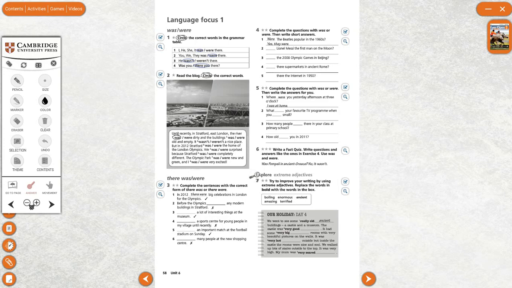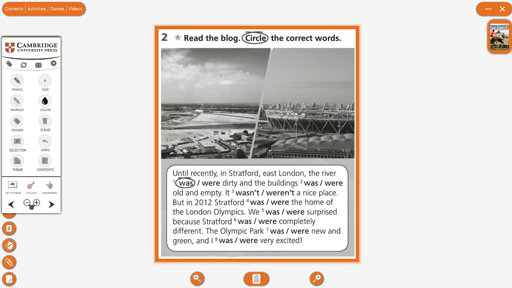Okay, look at exercise 2, please. Read the dialogue. Circle the correct words. That means circle the correct was or were. Look at our subject pronouns or our subject carefully, please. Until recently. What does recently mean? Do you know the meaning of recently? Recently means in Turkish son zamanlarda. Please write the meaning of this word.